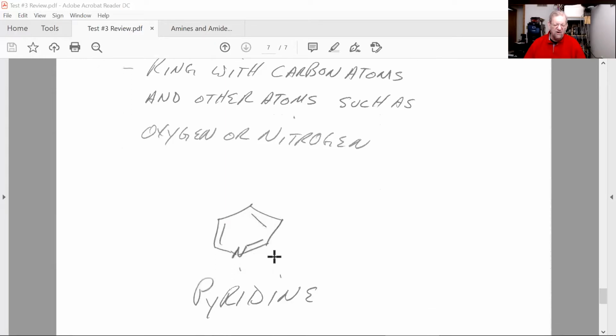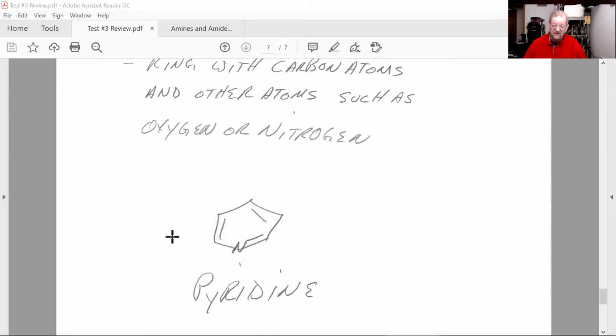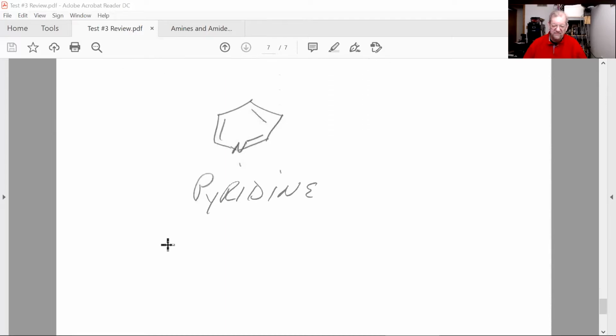I would like you to know the structure of only one heterocyclic compound, even though there are many, and this is pyridine. And if you remember, this was the compound that reacted with something else to make the quaternary ammonium salt in my mouthwash, that keeps my gums nice and healthy. But this is pyridine. It stinks to high heaven, but it's a very important compound.